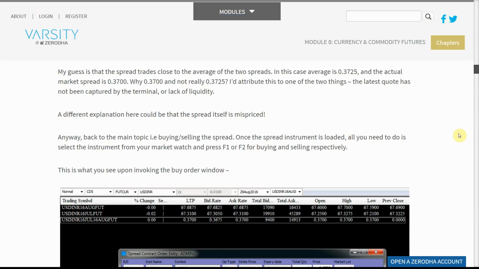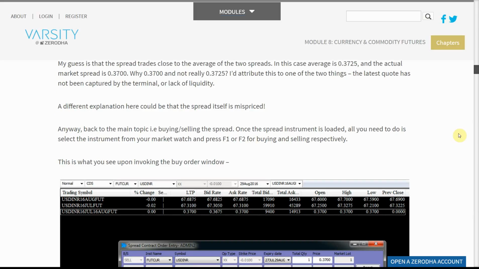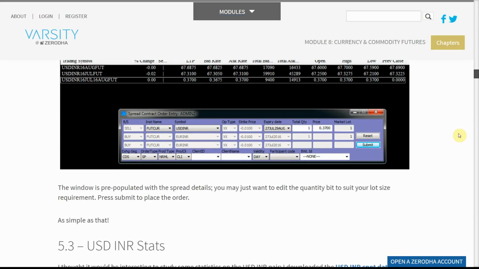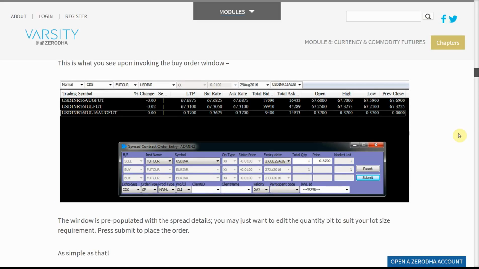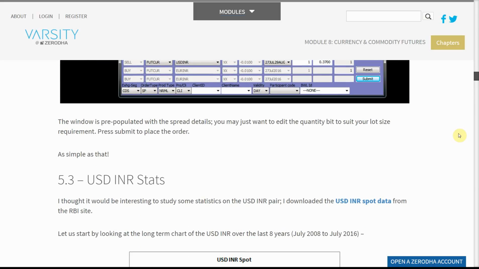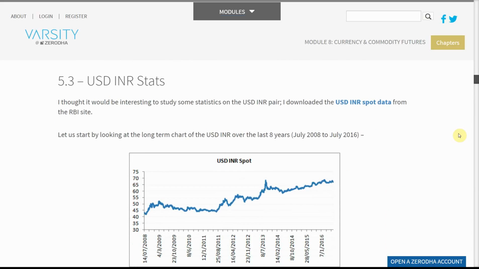Once the spread instrument is loaded, all you need to do is select the instrument from your market watch and press F1 or F2 for buying and selling respectively. This is what you see upon invoking the buy order window. The window is pre-populated with the spread details. You may just want to edit the quantity to suit your lot size requirement. Press submit to place the order. As simple as that.